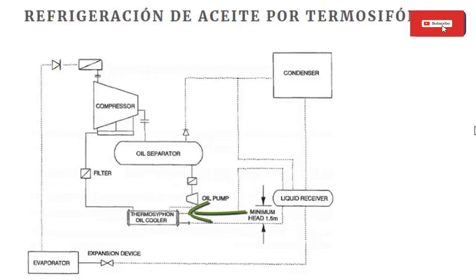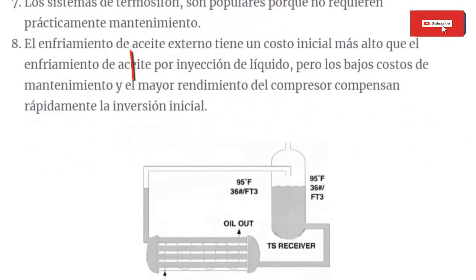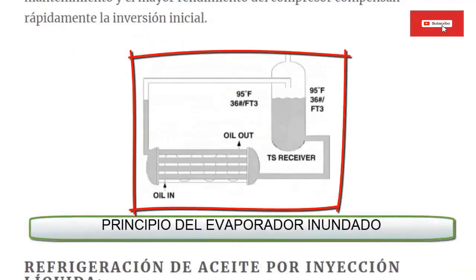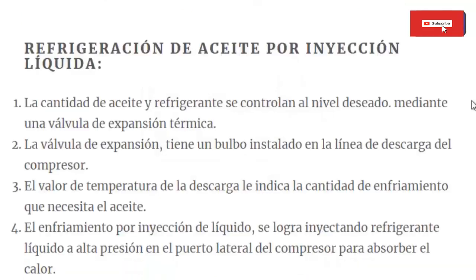5. The vapor generated by this process is sent back to the inlet of the condenser, where it gives up heat and returns with the liquid from the system. 6. In fact, the operating principle of this exchanger is the same as that of the gravity-flooded evaporator. 7. Thermosyphon systems are popular because they require virtually no maintenance. 8. External oil cooling has a higher initial cost than liquid injection oil cooling discussed below, but the low maintenance costs and increased compressor performance quickly make up for the initial investment.